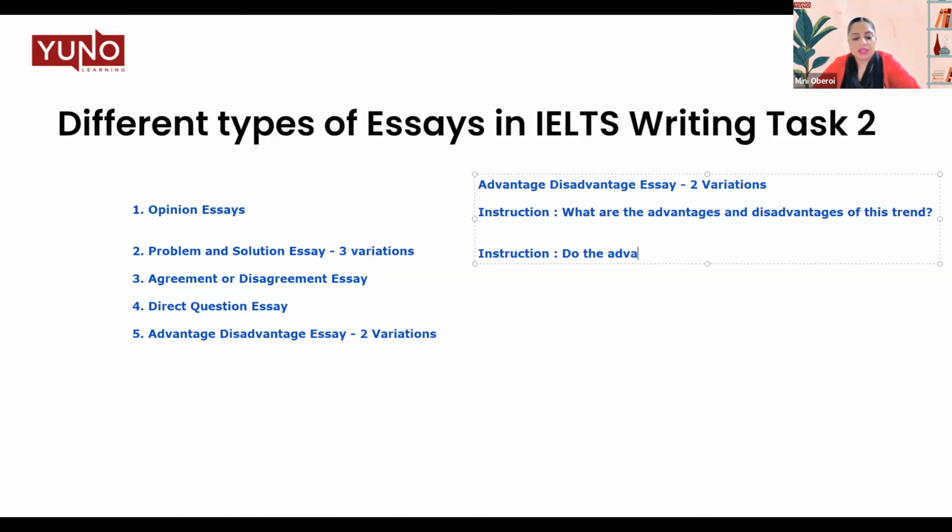Now, the second variation that we can get is that they say, do the advantages of this trend outweigh the disadvantages? Here they are asking you, what is more? Are the advantages more or the disadvantages more? So technically, when it comes to such a question, students get confused that, ma'am, what should be the structure for the essay? Here you have to give your opinion. In such a question, they are asking for your opinion. What is more?